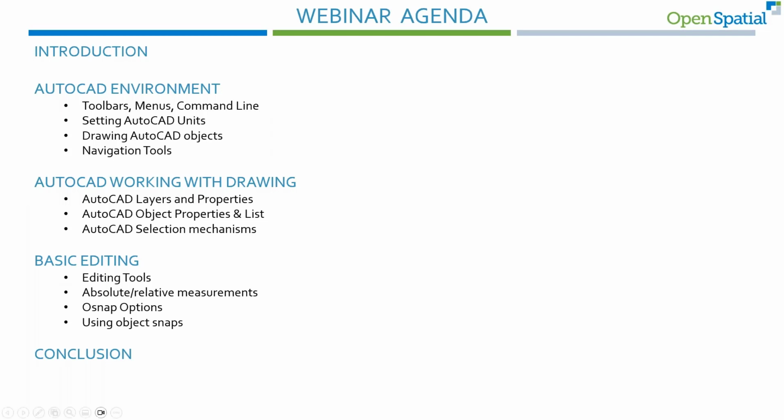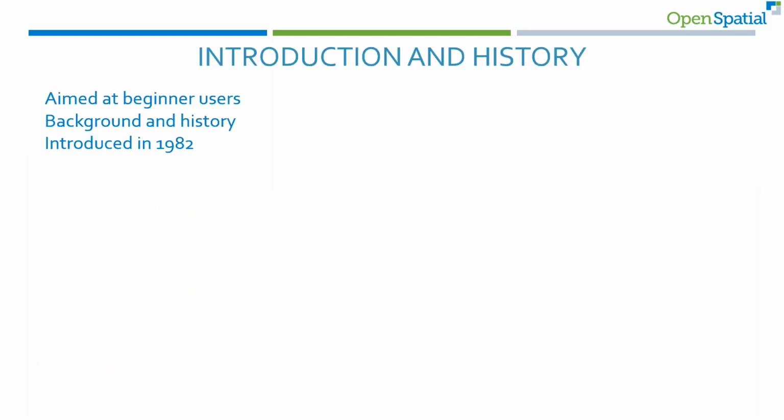So what we're going to be looking at then is fairly basic: toolbars, menus, the command line, things like working with the units, how layers and properties work, how the selection mechanism works, because that's quite different to what you would normally do in a GIS environment, and then looking at some basic editing tools and snapping mechanisms, etc. A little bit of background. AutoCAD was introduced in 1982, so that's quite a while ago.